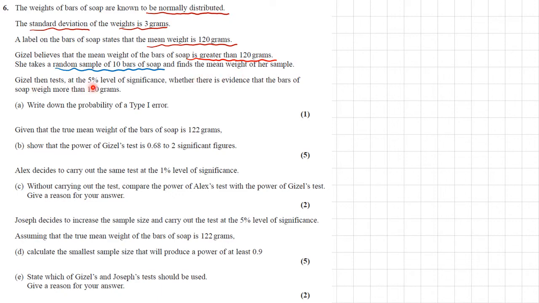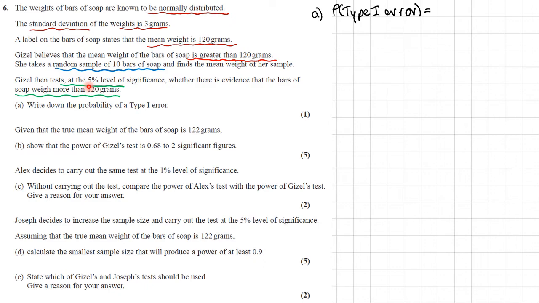Giselle then tests at the 5% level of significance whether there is evidence that the bars of soap weigh more than 120 grams. Part A. Write down the probability of a type 1 error. Now the probability of a type 1 error for a normal distribution is just the actual significance level, which is 5%.